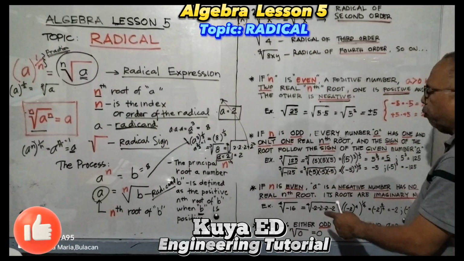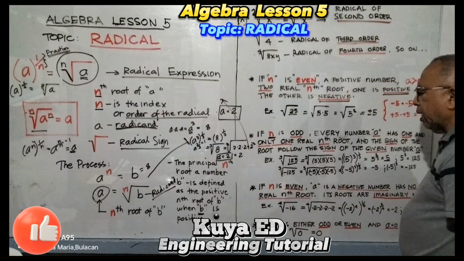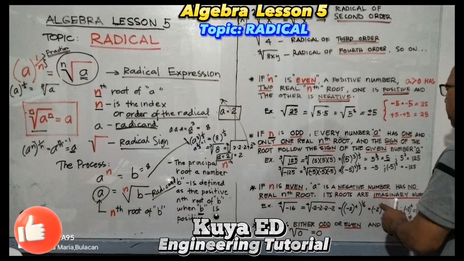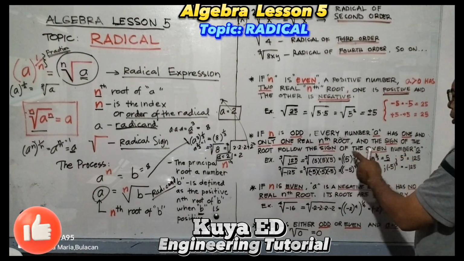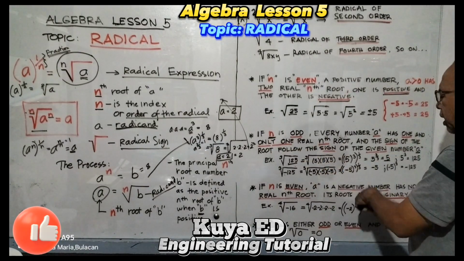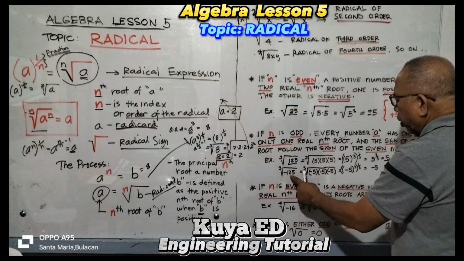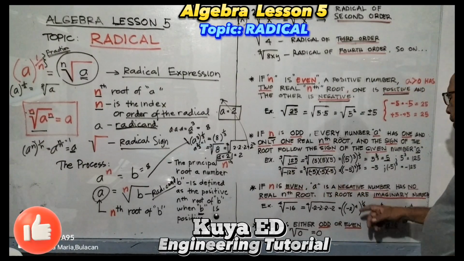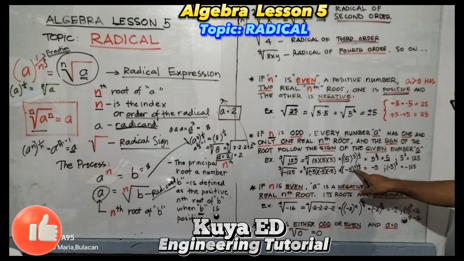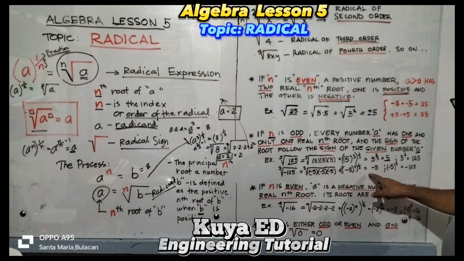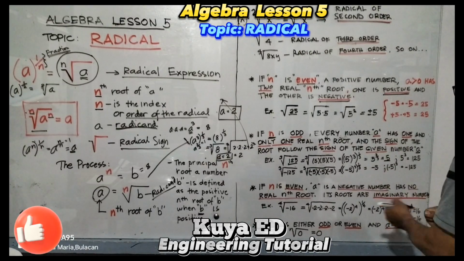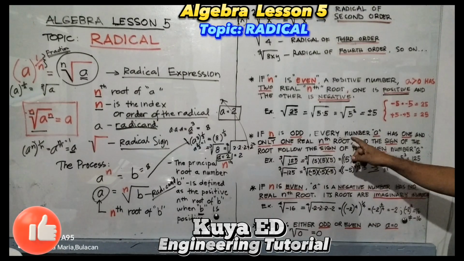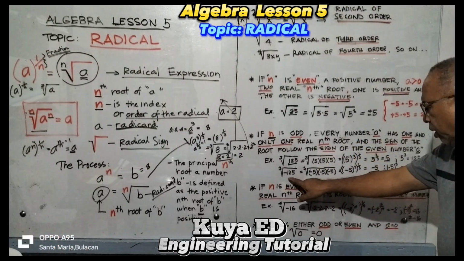Now, what if negative 125? Pwede ba natin kunan ng cube root? Okay, pwede daw, provided na yung sign nung una ay i-carry niya. So, katulad niya, negative 125, so negative 5 times negative 5 times negative 5, raised to 5 to the cube. So, 3 over 3. So, negative 5 ang sagot. Okay, so yun yung pinaka-cube root ng negative 125.